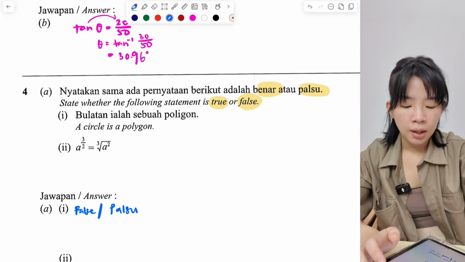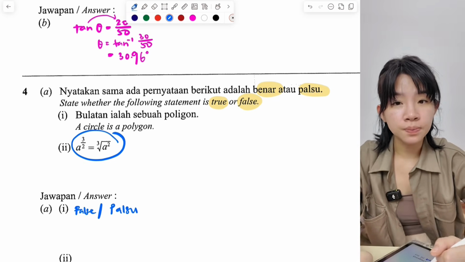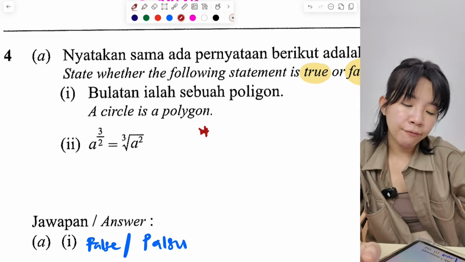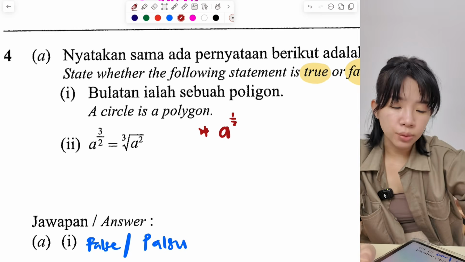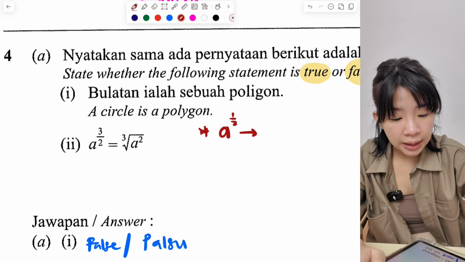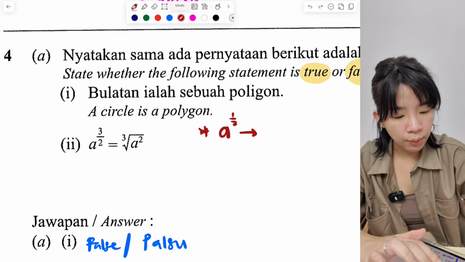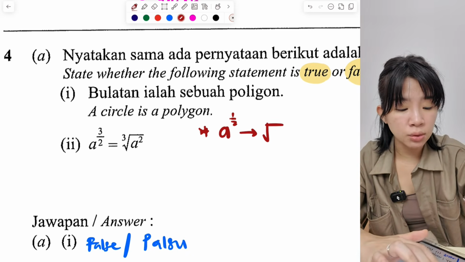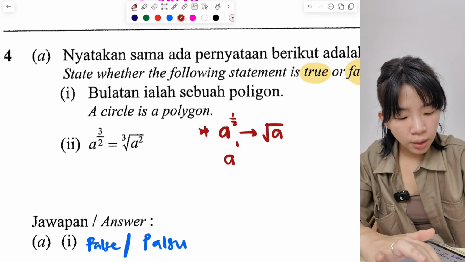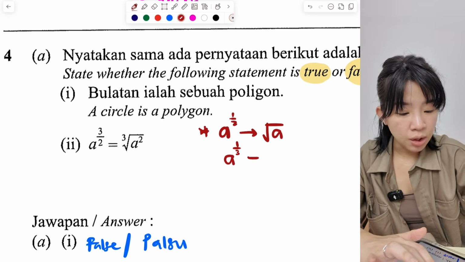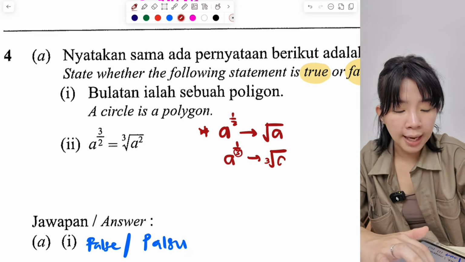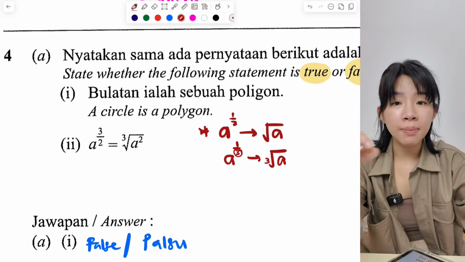Palsu. Okay, next. So, are these two equal? Now, this is index. Okay, indices. So, we have to remember one of the rules. Every time we see a to the power of 1 over 2, it means the denominator. If the denominator is 2, it will be square root. So, it is actually square root A. Punca kuasa 2. So, if 1 over 3, what can we change this to? The denominator is 3. So, this will be cube root A. So, the denominator will determine what root it is.